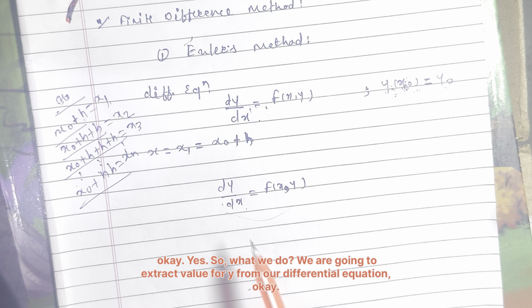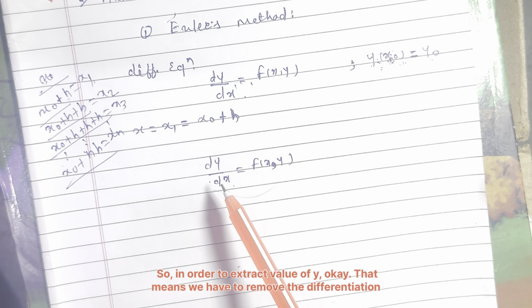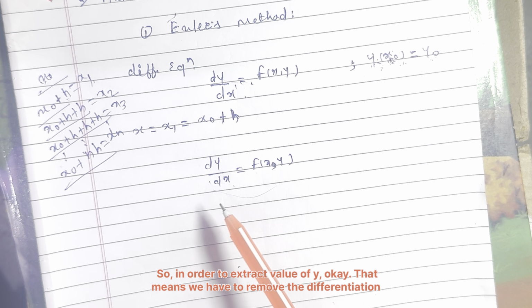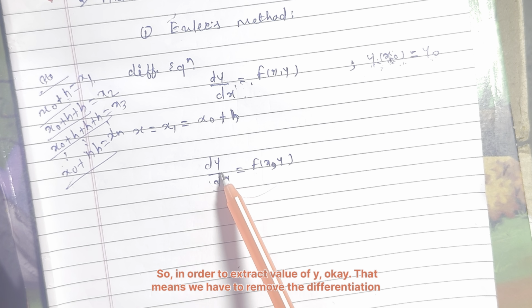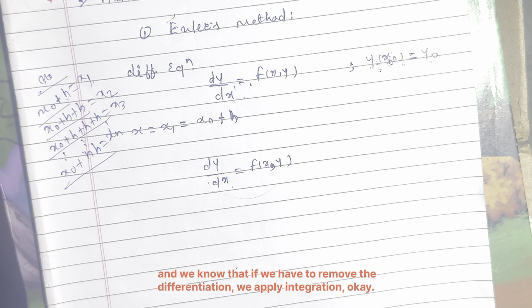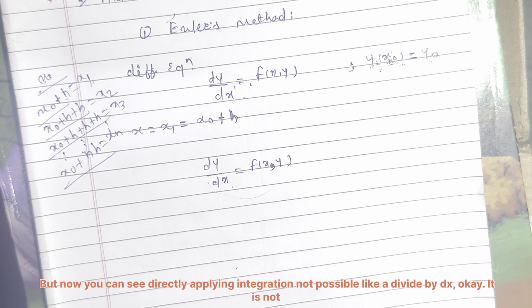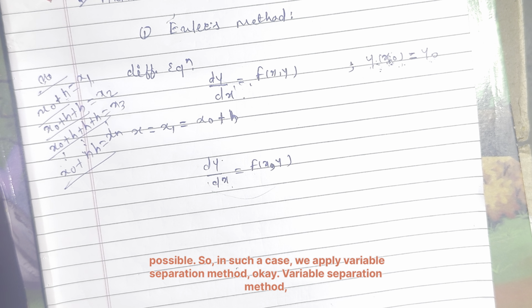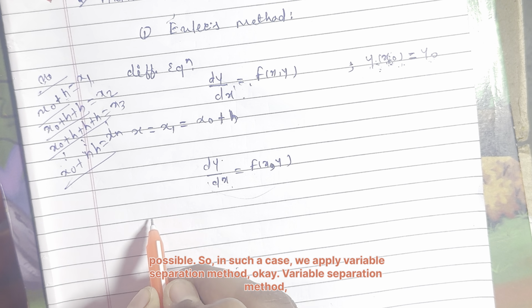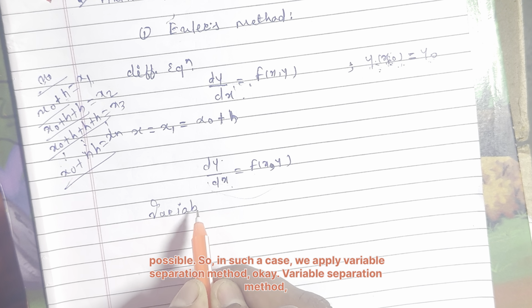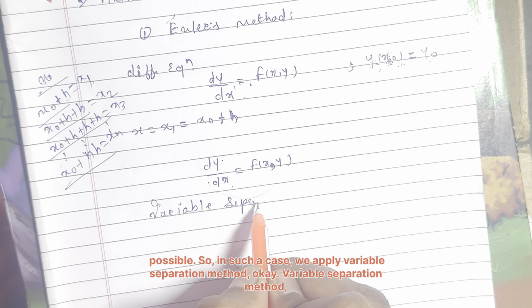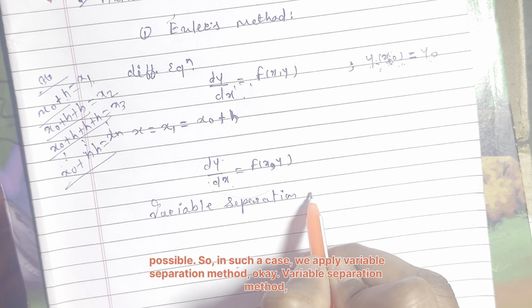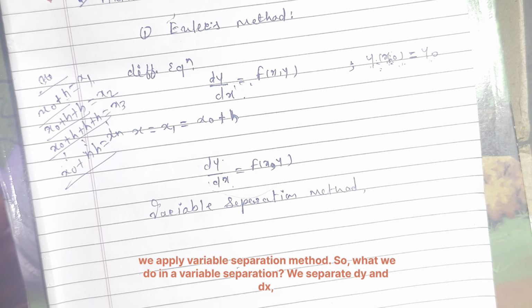So what we do, we are going to extract value for y from our differential equation. In order to extract value of y, that means we have to remove the differentiation, and we know that if we have to remove the differentiation, we apply integration. But now you can see directly applying integration is not possible, like a dy by dx. It is not possible. So in such a case, we apply variable separation method. We apply variable separation method.